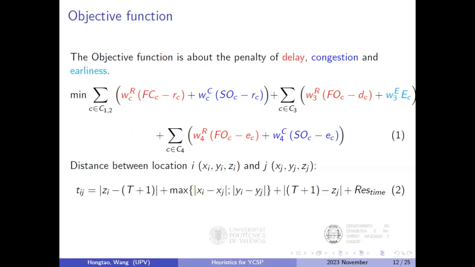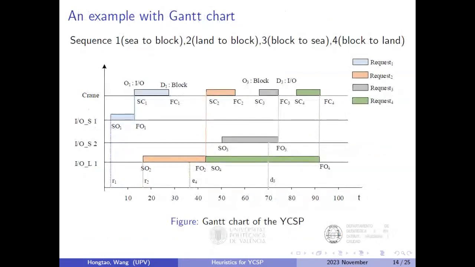Okay, here is the objective function of our mathematical model. We have delay, we have congestion and earliness. This part is a weighted delay. That's to say, our container's crane finish time should be earlier than the release time, and this part is the delay. It means how long you are late, and this part is the congestion, and this part is earliness. And to show this better, let me explain this in an example.